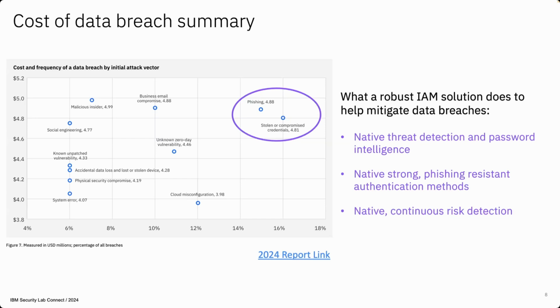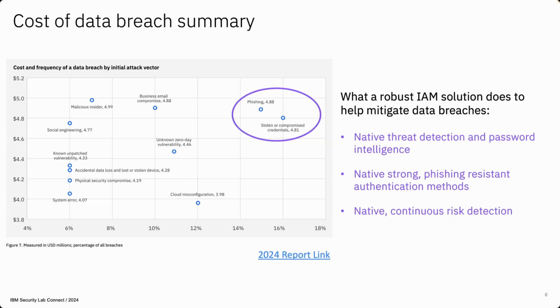So what are the things that an IAM solution needs in this context? Well, we just talked about it: native threat detection and password intelligence capability, native phishing-resistant authentication methods, which we'll be getting into, and then native continuous risk detection as users are attempting to log in.